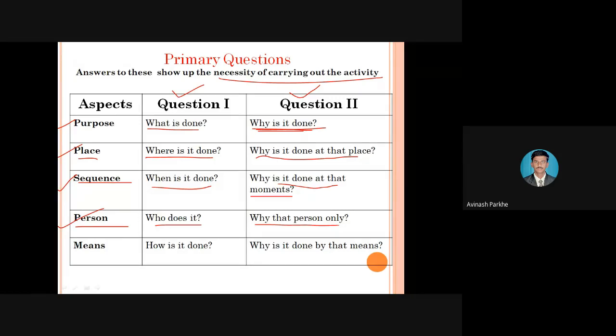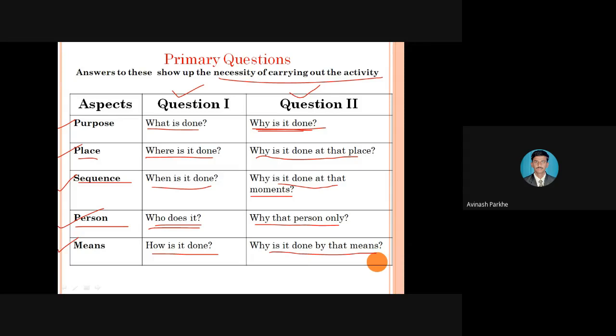Why are the supervisors not selected? So in this particular case, two types of questions are there: who is performing the modification, that is the name of the person, and why that person is selected for the modification. And the last question is how it is done, and why it is done by that means.